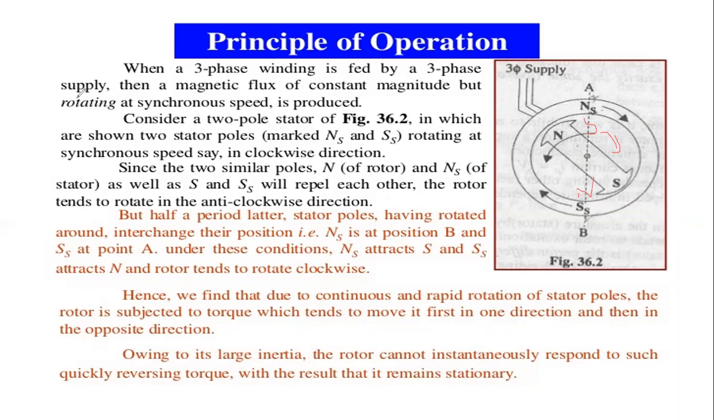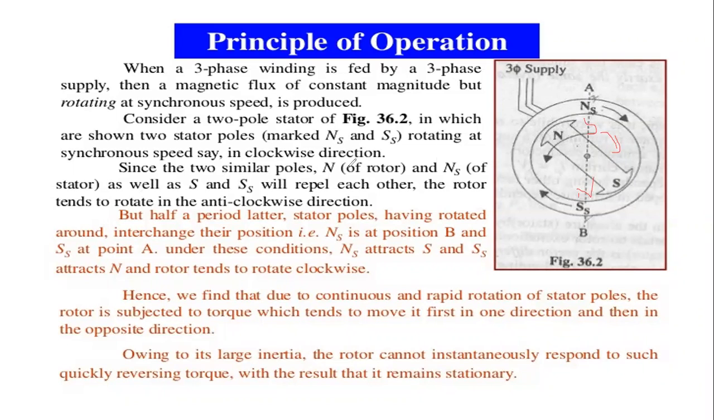Clear? When a three-phase supply is fed to the three-phase stator winding, a rotating magnetic field is produced. Due to that rotating magnetic field, it rotates at a constant speed, that is the synchronous speed. Therefore, in the two-pole stator winding, that is NS and SS, and this is the two-pole rotor winding, that is N and S.